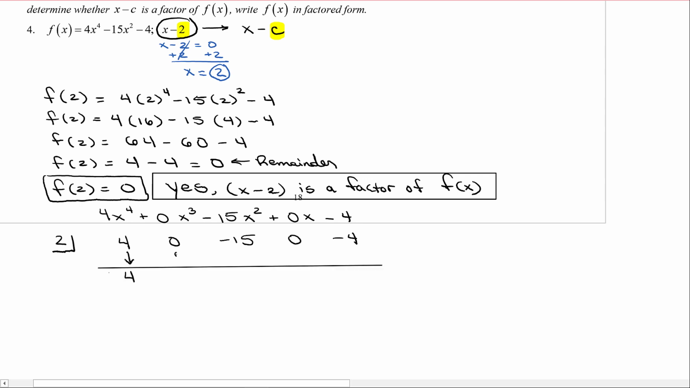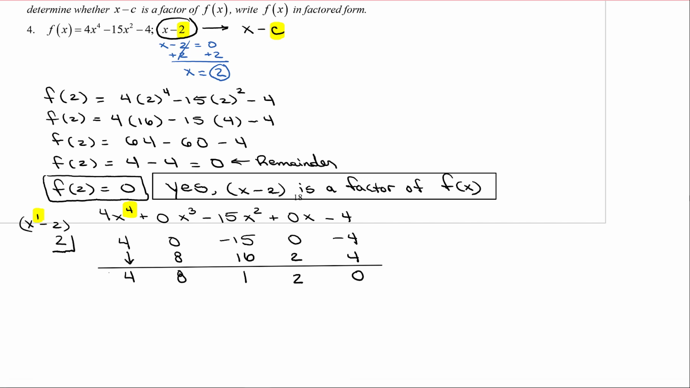All right, bring down the 4, multiply 4 times 2 is 8, 0 plus 8 is 8, 8 times 2 is 16, negative 15 plus 16 is 1. And 0 plus 2 is 2, and 2 times 2 is 4. Negative 4 plus 4 is going to give you 0. So therefore, yes, 2 is 0. We already knew that.